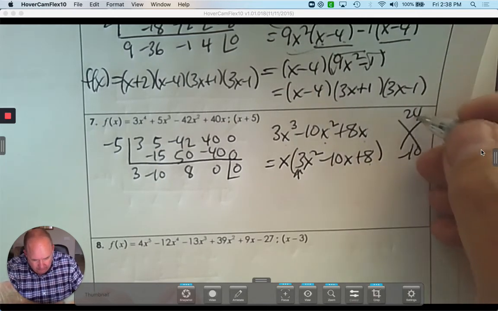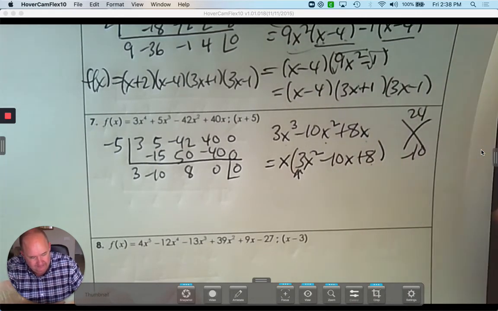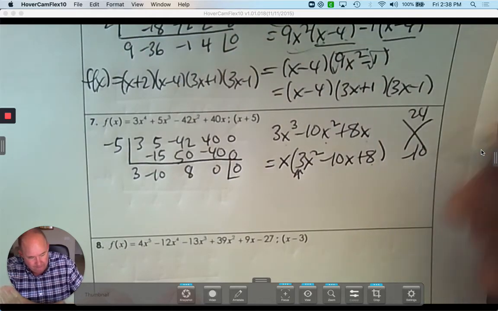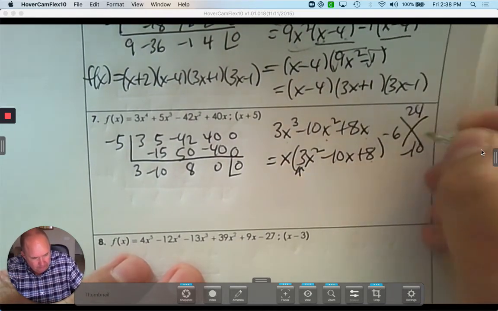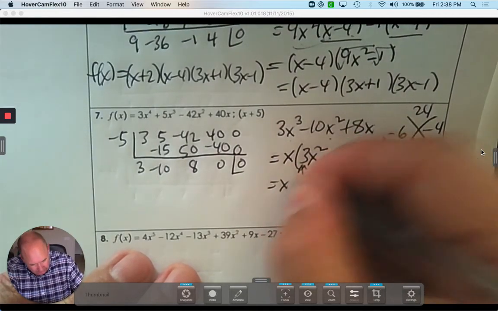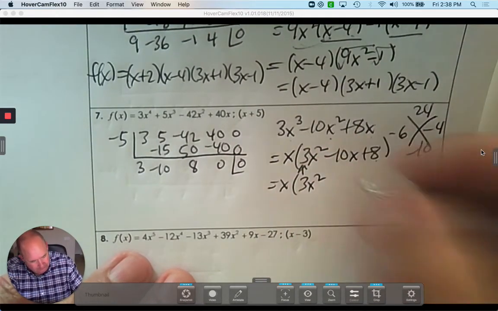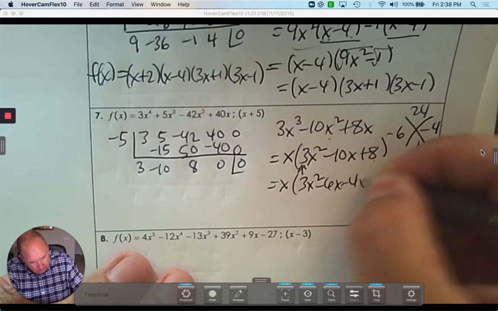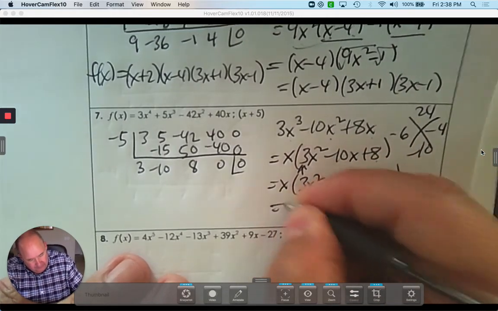So what fits here? It has to be a positive one, and it adds up. So they both need to be negative. So it has to be negative 6 and negative 4 that work. So I'm going to come back here. I'm going to take out the negative 10 and have negative 6 and negative 4. And then I'm going to factor by grouping.